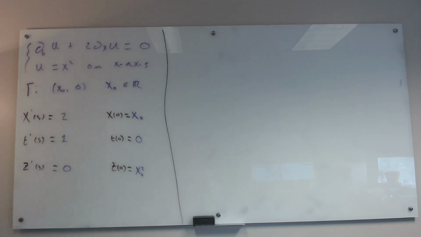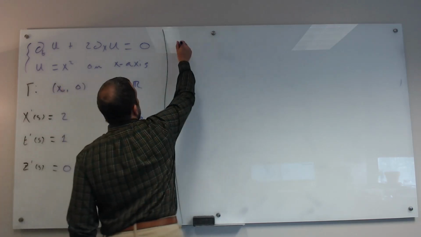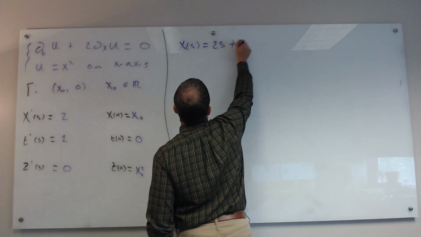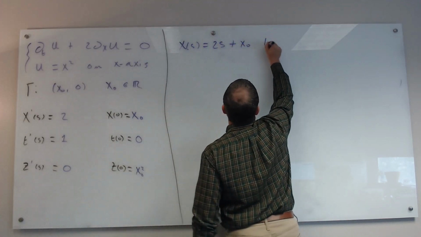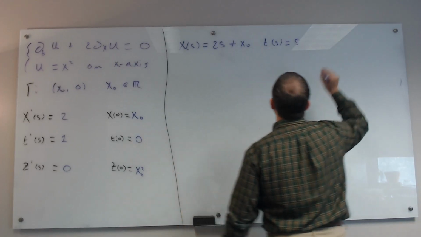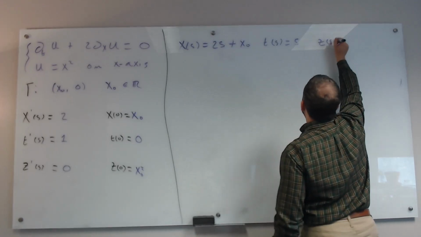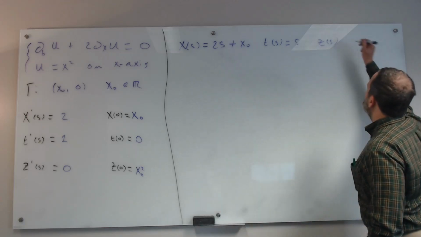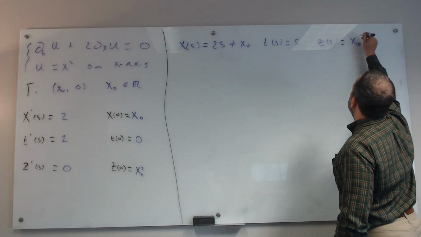All right, now the next thing that we're going to do is solve this system of differential equations. Now, in terms of systems of differential equations, you can't really ask for anything easier than this. The solution to x prime of s equals 2 is x of s equals 2s plus x naught. We're going to have t of s equal to just s plus 0, and z of s, well, z prime equals 0, so z is constant, so it's just going to be equal to x naught squared.